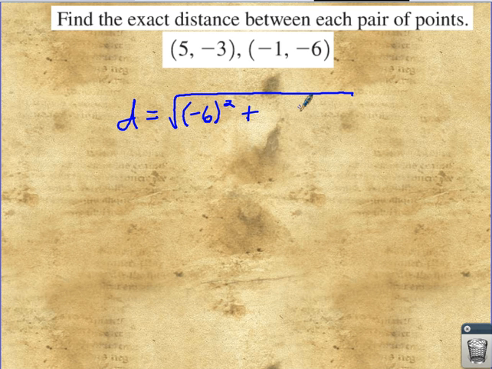Dalton, y2 minus y1. What's y2? Minus y1. So that's negative 6 minus negative 3, so that'd be negative 6 plus 3. Dalton, what do you get for that? Negative. Good.